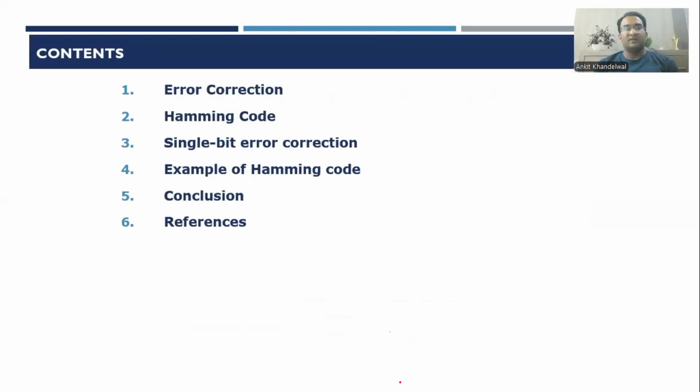The content of this lecture are as follows. First of all, we will see why the error correction is needed. Then we will see the Hamming code, how this Hamming code can be used for detecting the single bit and how it can be corrected. Then we will see an example of Hamming code with the conclusion, and then in the last there are references.